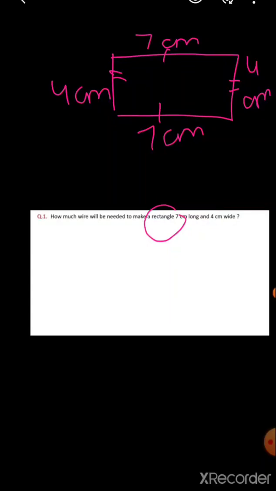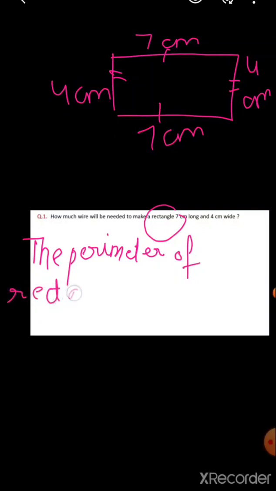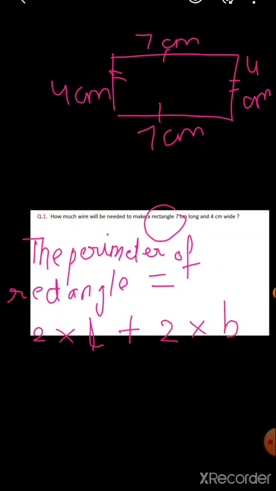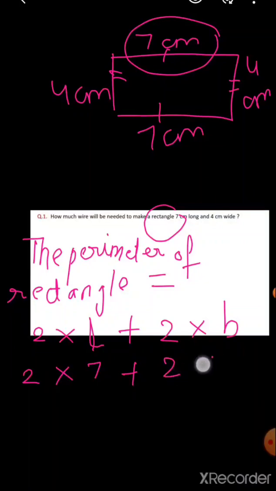The formula is: the perimeter of a rectangle is equal to 2 multiplied by length L plus 2 multiplied by breadth B. We will write here 2 multiplied by the length, which is 7 cm, so we will write 7, plus 2 multiplied by the breadth, which is 4 cm, so we will write here 4.